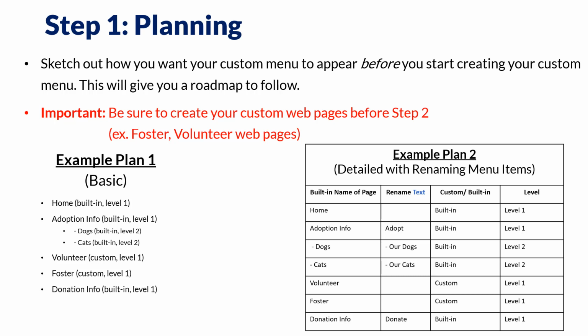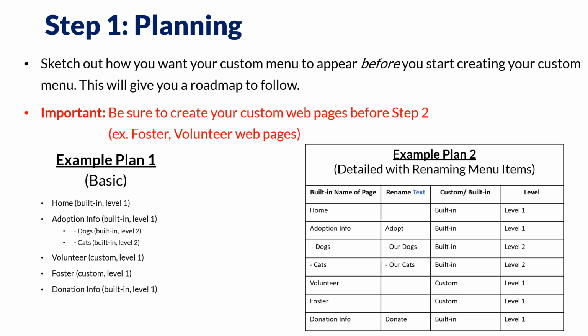At the bottom, you can see 2 different examples of outlines. Now, you can create outlines whichever way you're most comfortable. Some people use paper, while others create this on their computer using tools like Word or Google Docs. At a minimum, we recommend writing out a simple list of what pages you want to appear on your menu and in what order. If you plan on renaming a lot of pages, you may want a more detailed example, like Plan 2 on the right.